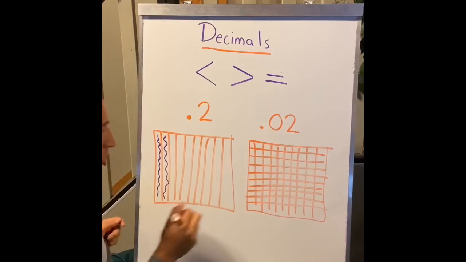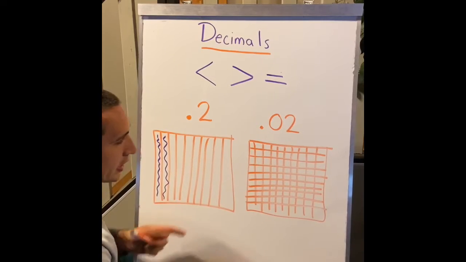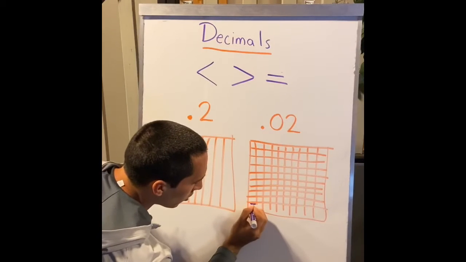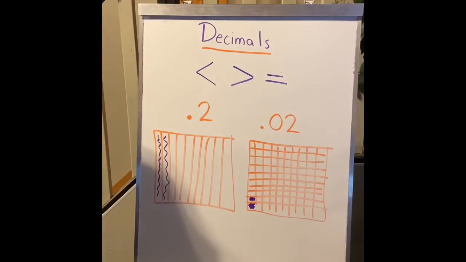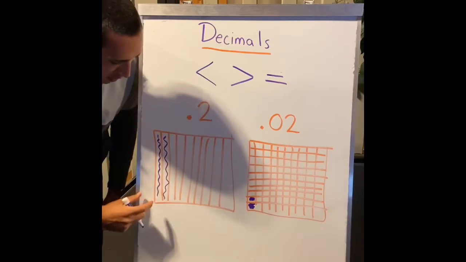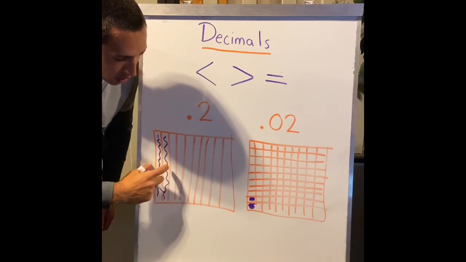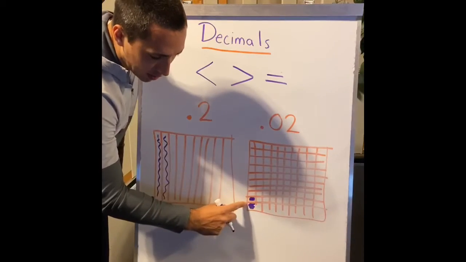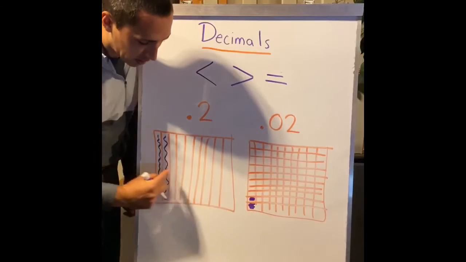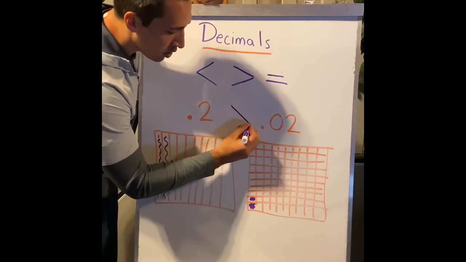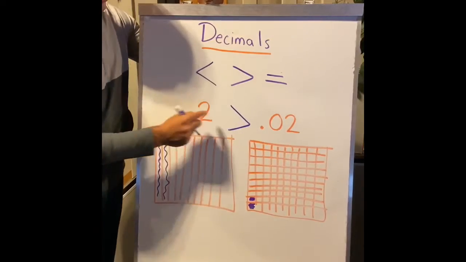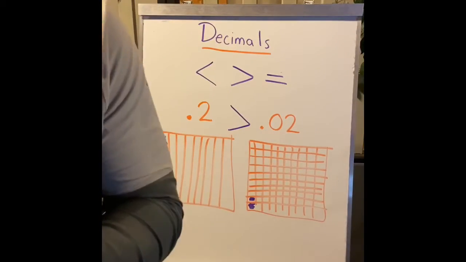Now I have 100 squares, and I'm going to shade in 2 of them. 1, 2. So when we look at this, which one is our bigger number? Is 2 tenths greater than 2 hundredths? Or is 2 hundredths greater than 2 tenths? So our answer should be 2 tenths is greater than 2 hundredths.